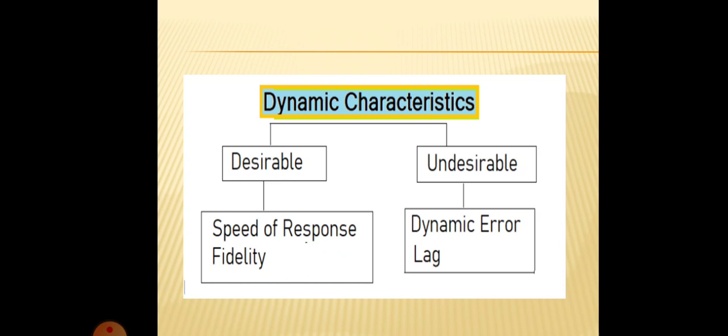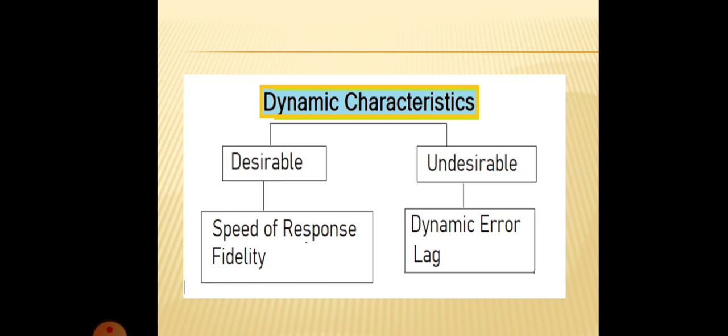Now, moving to the undesirable characteristics, the dynamic error and lag. From the name itself, we can see it is a type of error. Any type of error is not desired for that measurement system, or is not good for any measuring instrument. So, dynamic error is also an undesirable characteristic.